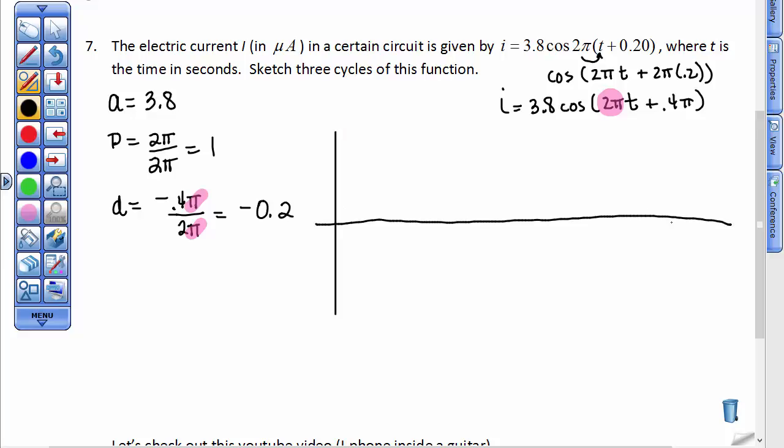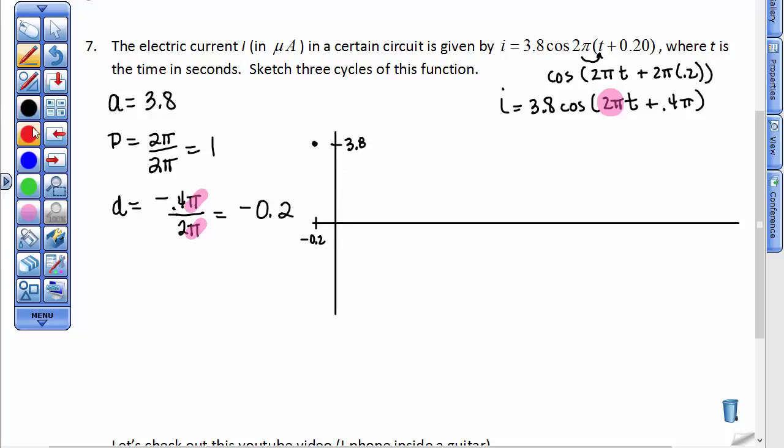And I want to draw 3 cycles of this curve. And it's displaced off to the left of the y-axis a negative 0.2 seconds. It's a cosine curve whose amplitude is 3.8. It would normally start up here where x is 0 and y is 3.8. This one's going to start where x is a negative 0.2 and y is 3.8.